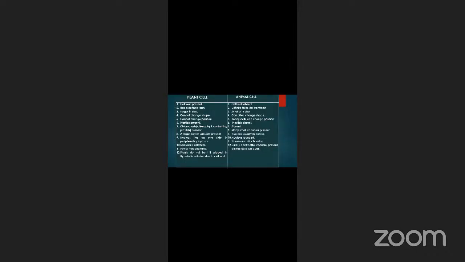So these are real images of cells. On the right hand side is a prokaryotic cell, and the left hand side is the eukaryotic cell. It's a bacterium and green algae. So it is the same thing. I'm not going to repeat all this.